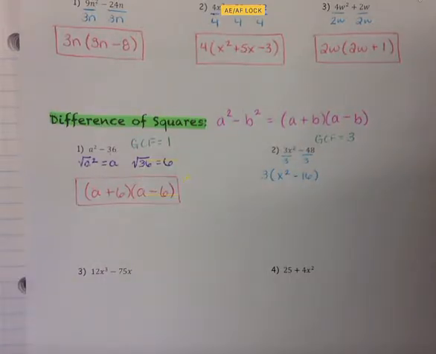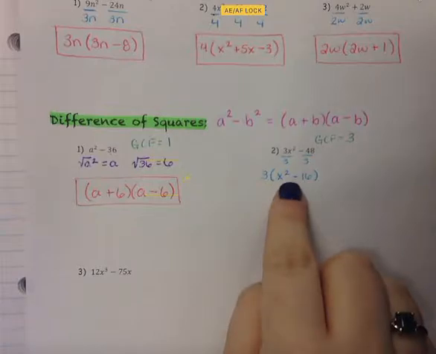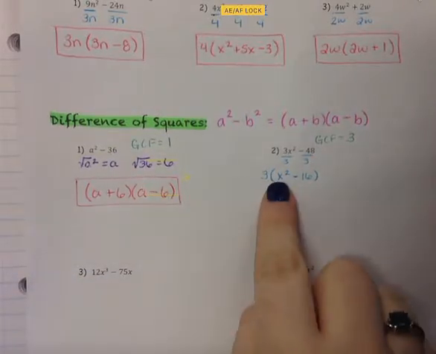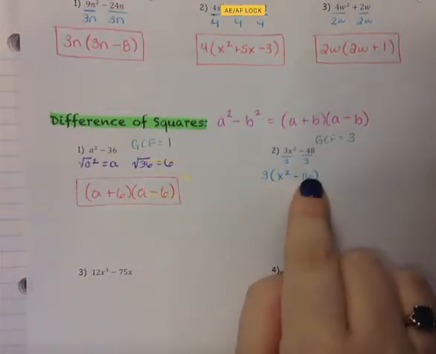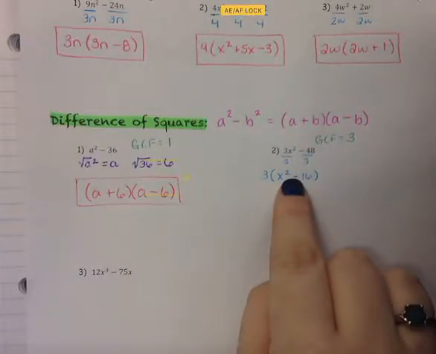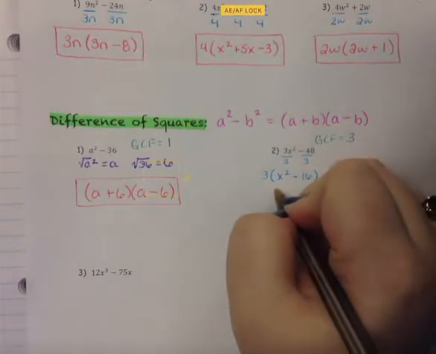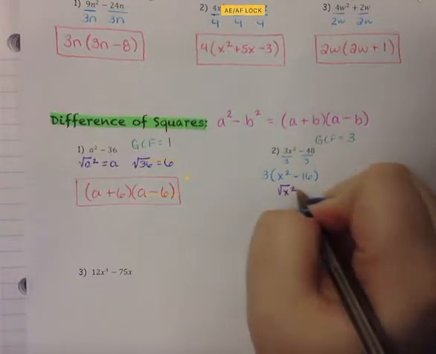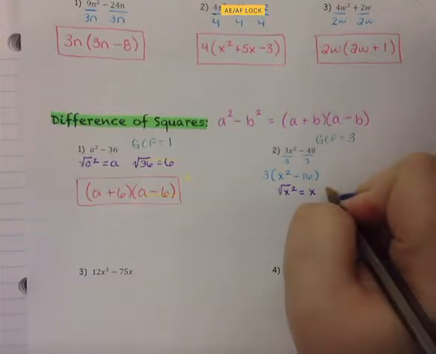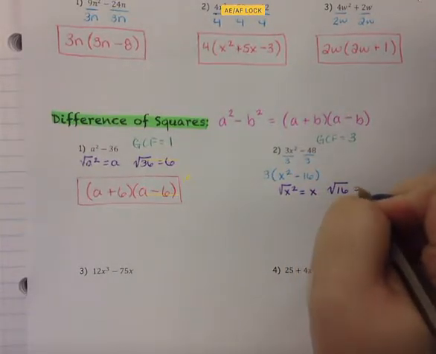Now inside of our parentheses, we still have two terms. We look for a difference of squares. X squared is a perfect square, 16 is a perfect square, and we do have a subtraction sign. Therefore, we can do a difference of squares. We take the square root of x squared, which gives us x, and the square root of 16, which gives us 4.